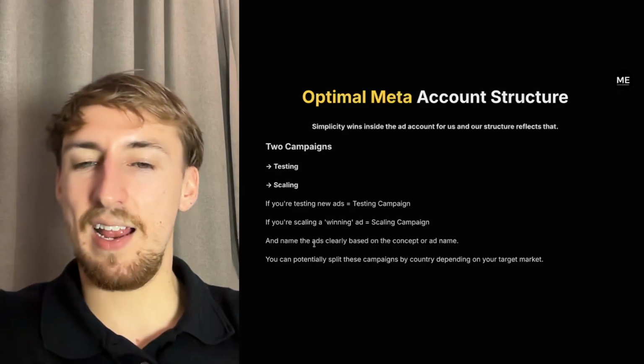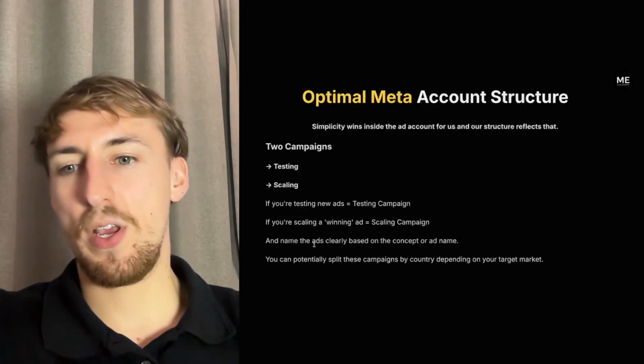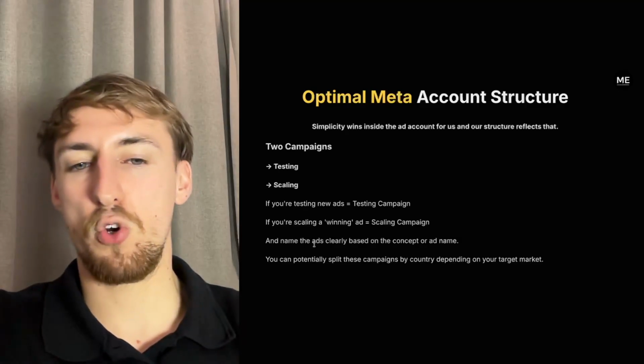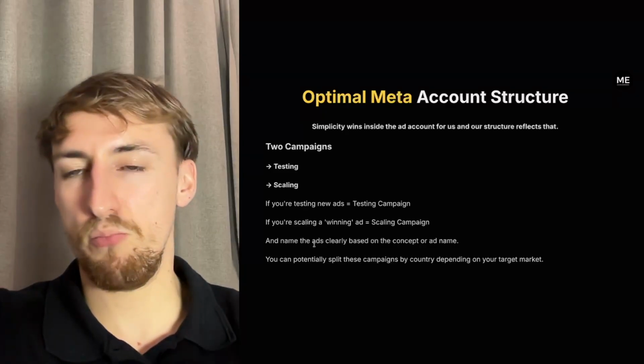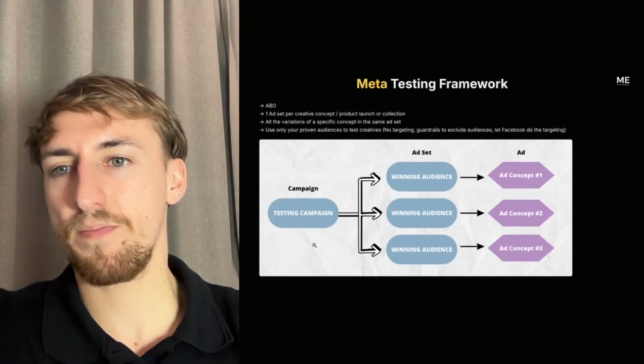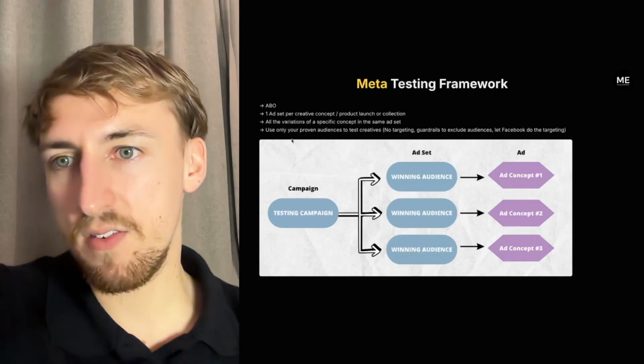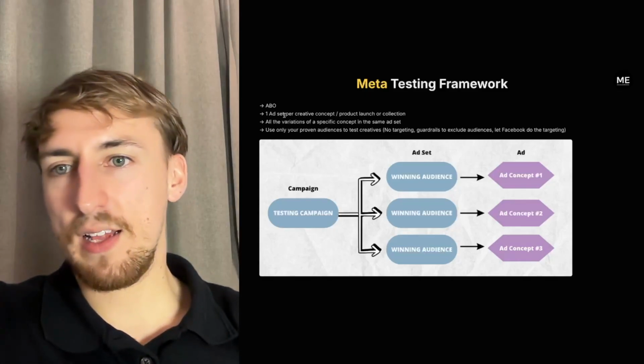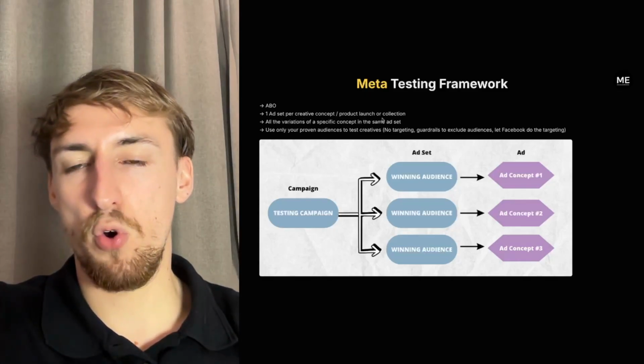And we name the ads clearly based on the concept of the ad name. You can potentially split these campaigns by country depending on your target market. We've seen that's very successful in the past. Now, this is our testing framework. So we have ABO, 1 ad set per creative concept and product launch or collection.